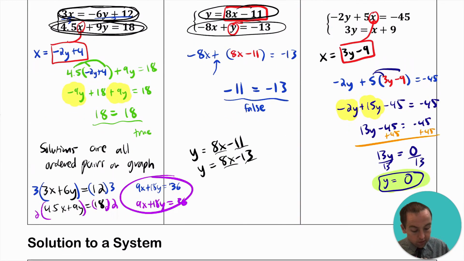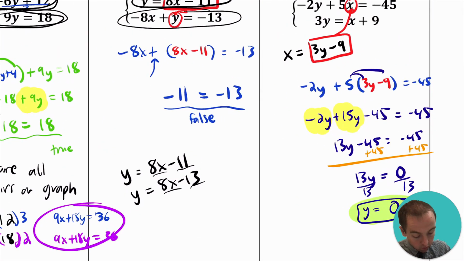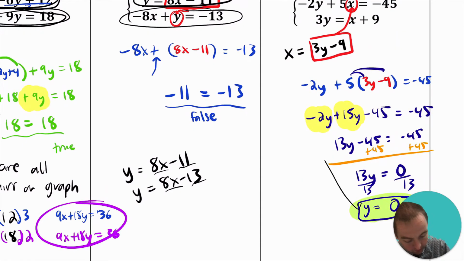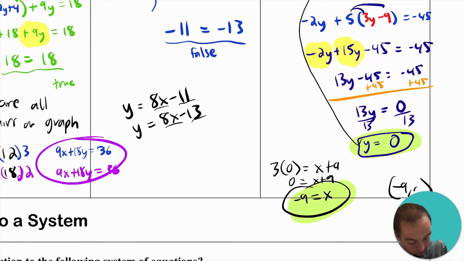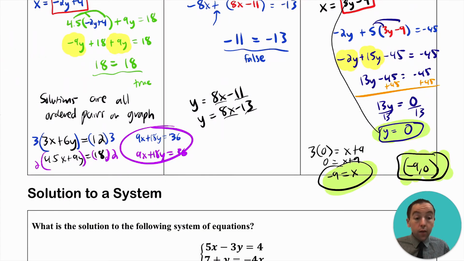So you can proceed forward from here, and if you know your y is 0, you could plug that into one of them. So 3 times 0 should equal x plus 9, so 0 should equal x plus 9, and you can subtract 9, so that means your x value should be negative 9. So this is just a normal sort of thing. Your solution does end up being negative 9, 0 when you check it and see that it satisfies both of the conditions in the system.